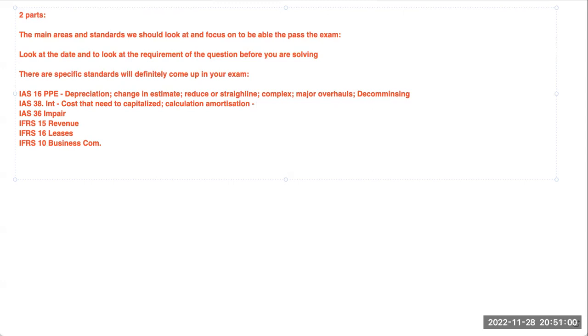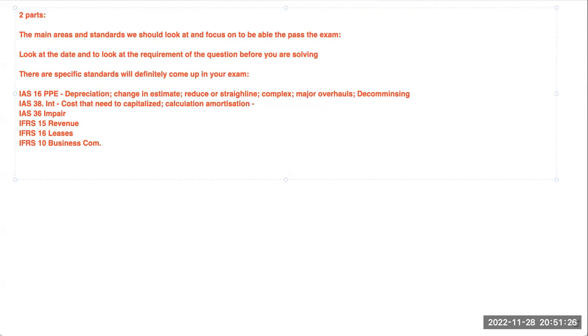What I mean is, for example, in the question you are given the comment that on 1st January, the company started the research stage. On 1st April, it switched to the development stage. It does not mean that from 1st April you should capitalize all the expenditures on the asset. The main criteria for us is the PIRATE criteria. So always be aware of this.